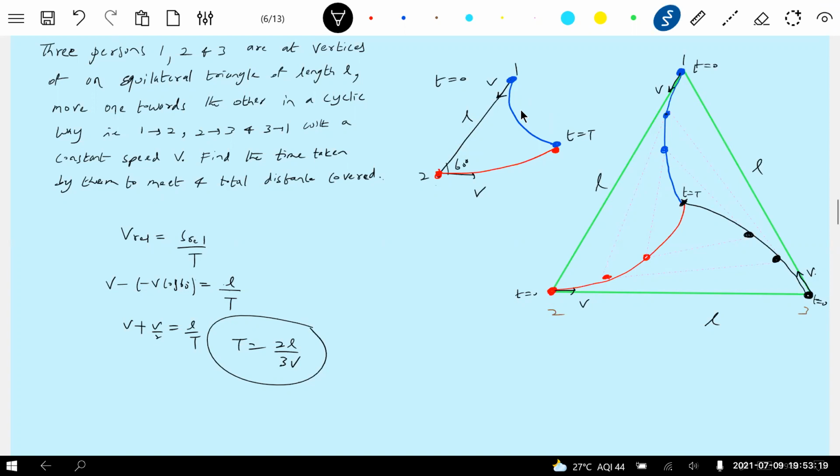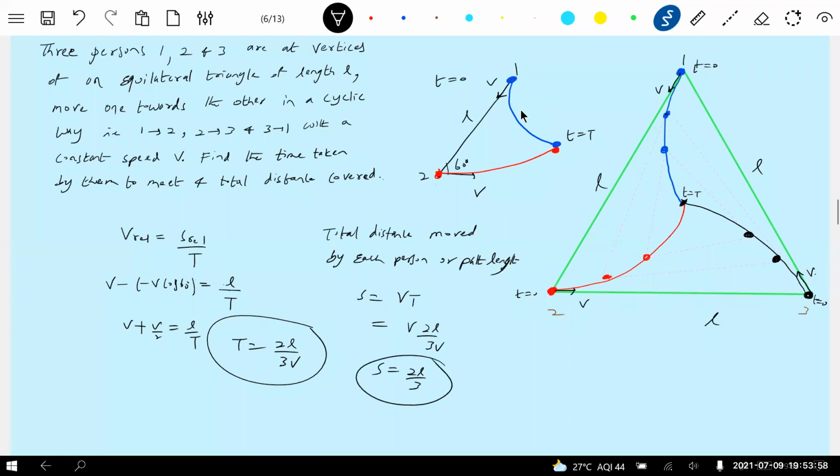So applying the relative velocity concept. Sir, why are you taking this L? Final separation is 0. Initial separation is L. What about the total distance covered? Total distance moved by each person, or path length, that should be equal to S equal to V into T. So this will be V times 2L by 3V. So this much distance each person will move.